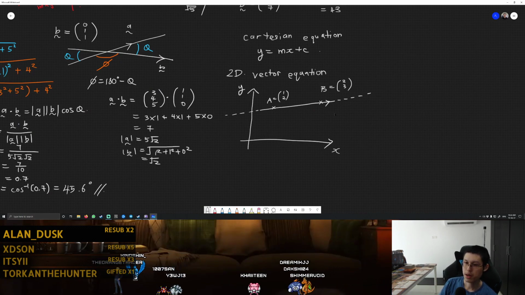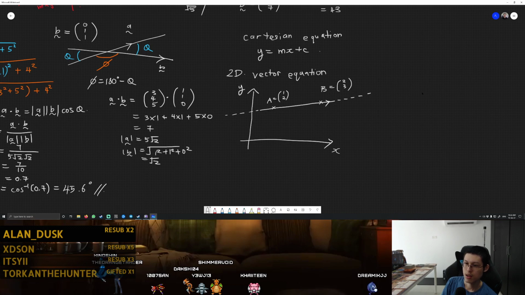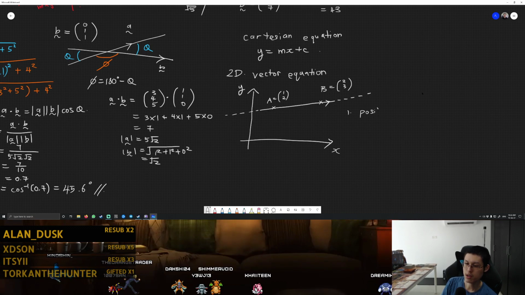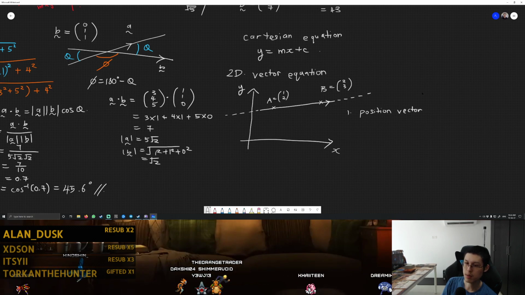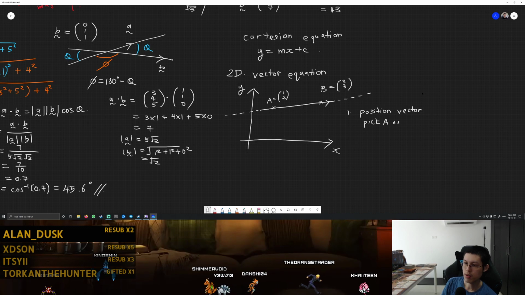So how do I express this line? Well, you need two things. The first thing is you need a position vector on the line, the position vector of a point on the line. It can be A or B. You can choose either A or B. So you choose one of them.